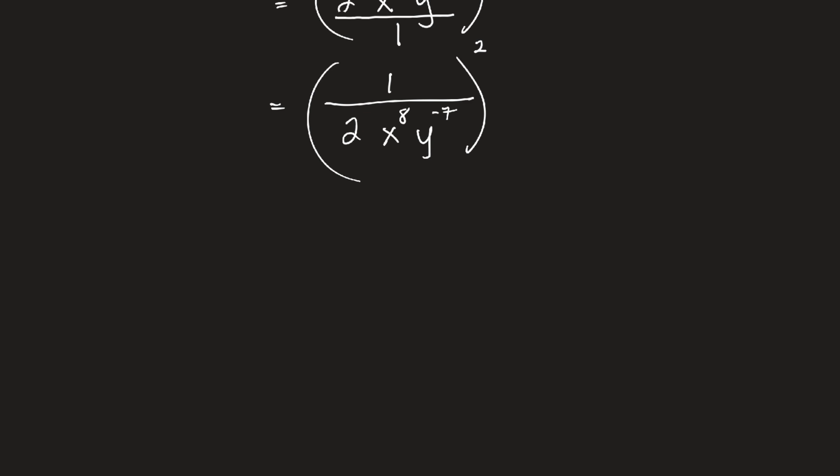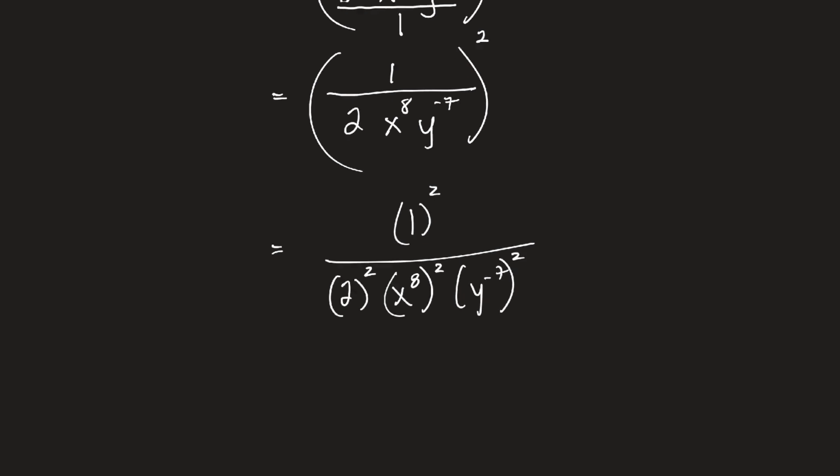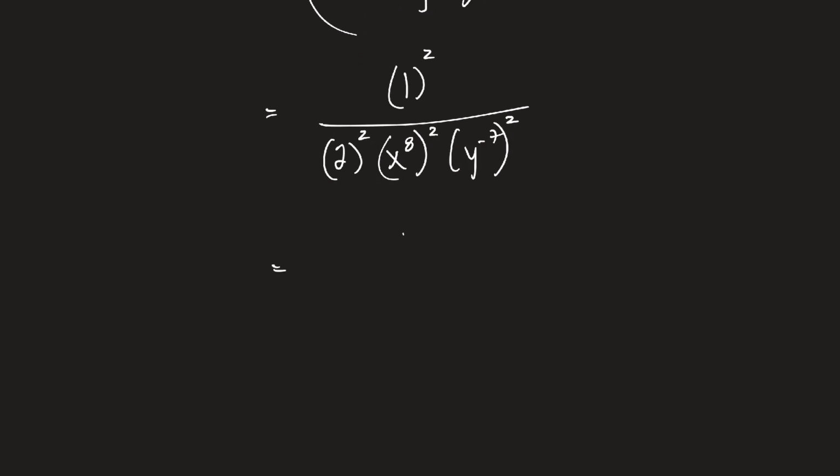Okay, now I need to square everything inside. So I guess I don't need brackets anymore. So I'll have 1 squared over 2 squared times x to the 8th squared times y to the minus 7th squared. On the top, that'll just be 1. And then the bottom, I'll have 4. And then x to the 8 times 2 is 16. And y to the negative 14th.